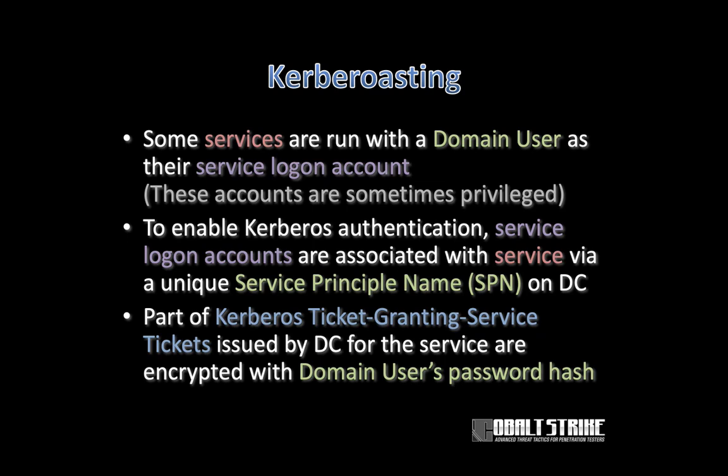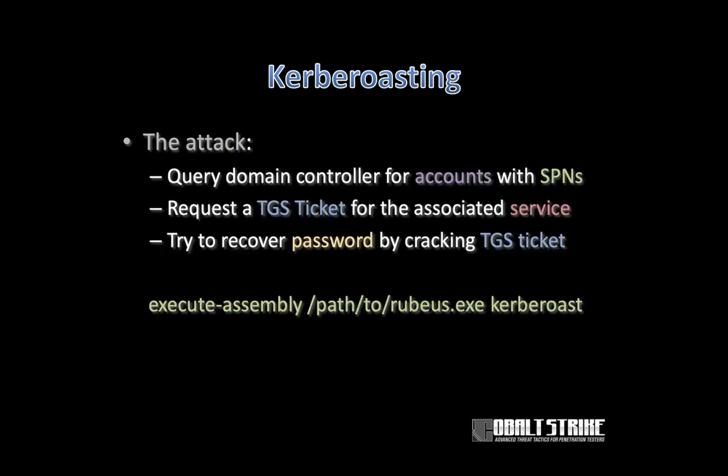Now, when I, an end user on a network, want to authenticate to a service on that same network using Kerberos, I go to the DC with my ticket granting ticket and I say, hey DC, can I get a ticket granting service ticket for that target service on that target system? And the DC will give me back this ticket. Now, what's really interesting is that this ticket granting service ticket, parts of it are encrypted with the domain user's password hash.